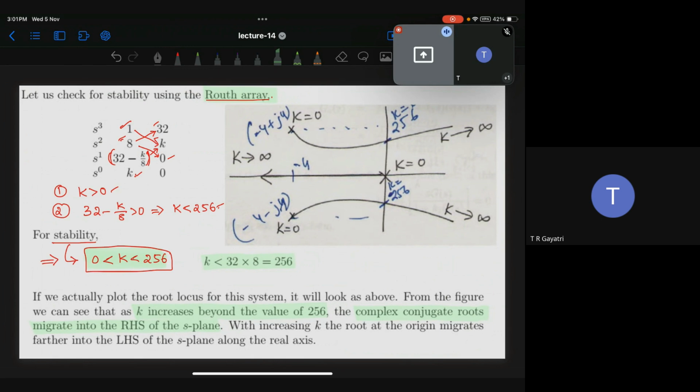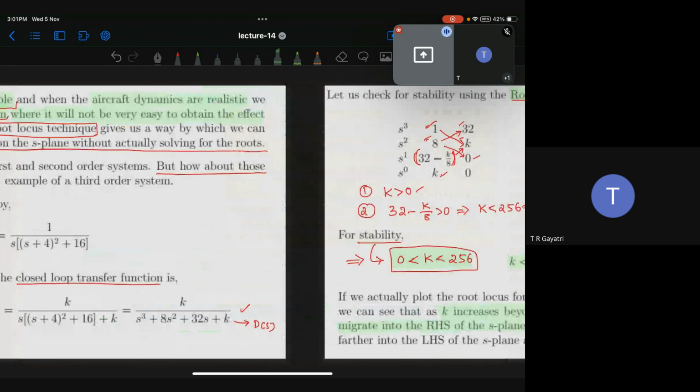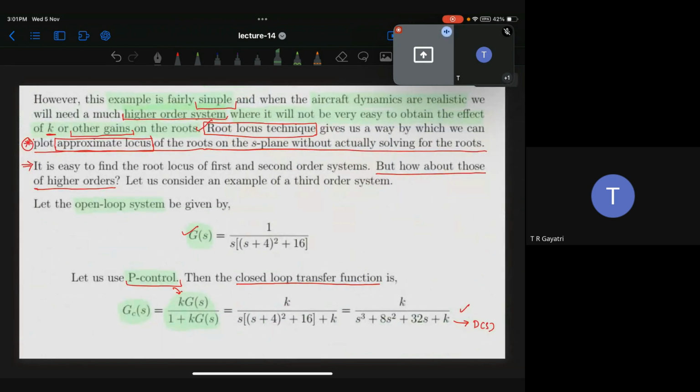Suppose if you substitute k is equal to 0 in this term, what will happen? Can you tell me? For k is equal to 0, D(s) would be what? s cube plus 8s square plus 32s, correct? So I can write s multiplied by (s square plus 8s plus 32). So what are the roots? P1 is equal to 0, one root. What are the other roots, P2 and P3? Can you tell me?